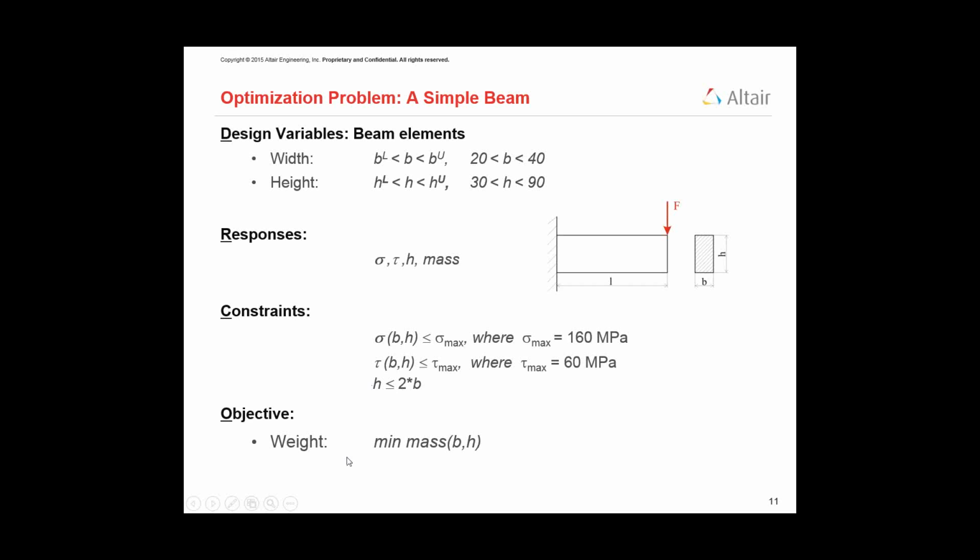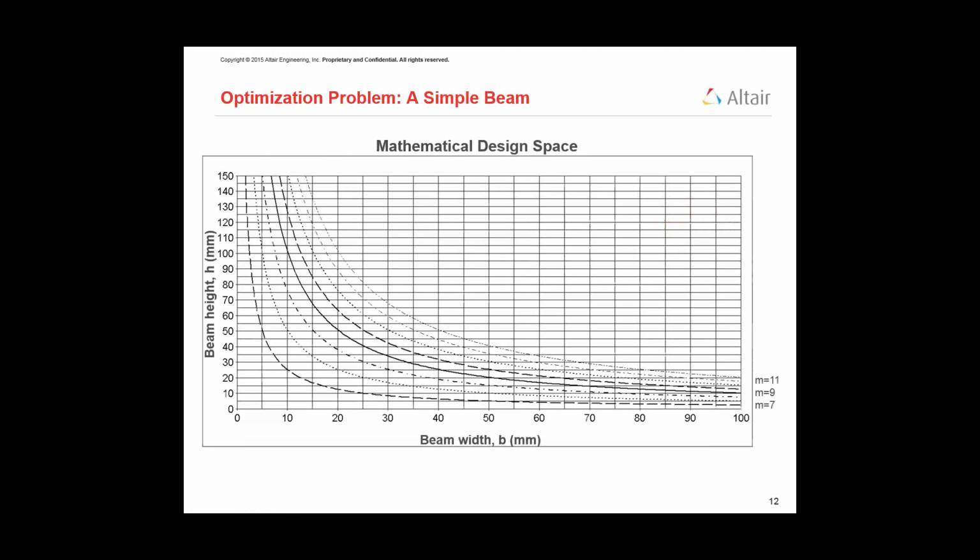And then we're going to set an objective of weight. We want to minimize the mass as a function of base and height. So what mathematically is going to happen is shown off of this chart right here. We'll call this a mathematical design space. Each one of these lines represents a single value of mass. So you can see here, this is mass 7, this is mass 9, this is mass 11. So a combination of the width and the height result in this line, which is a single mass.